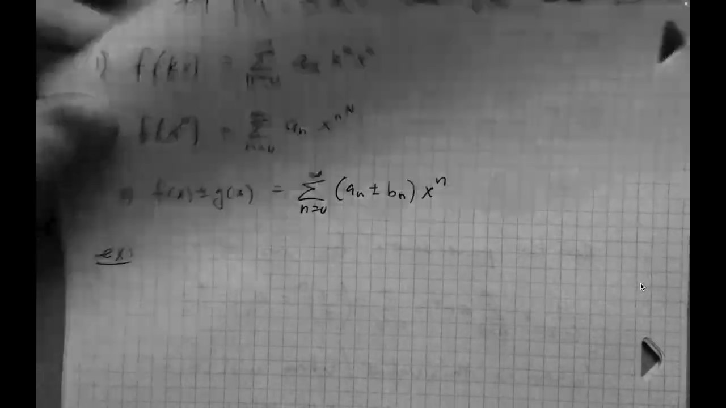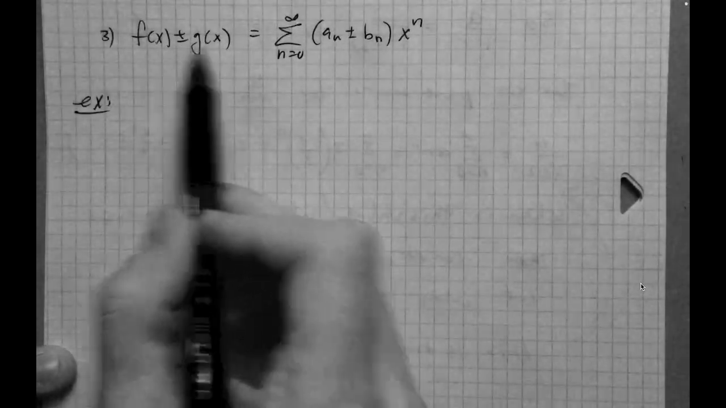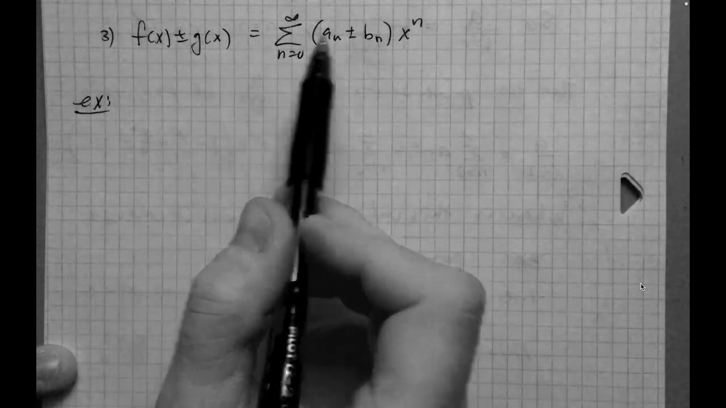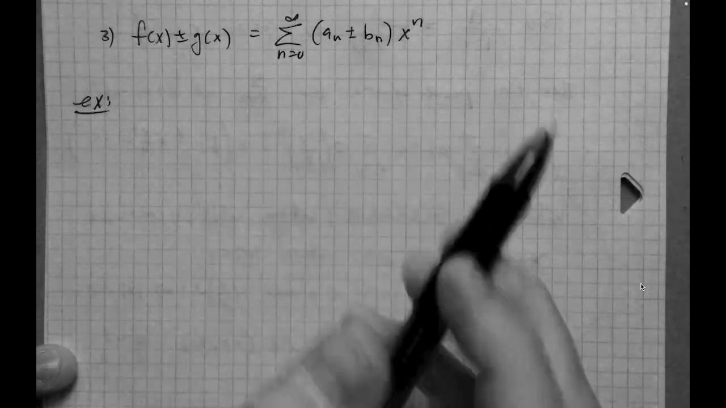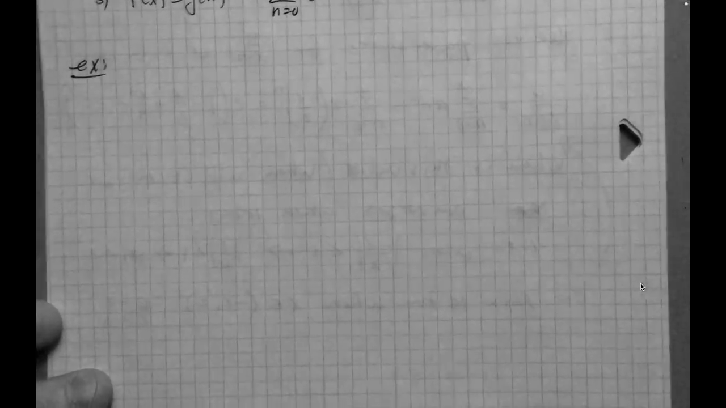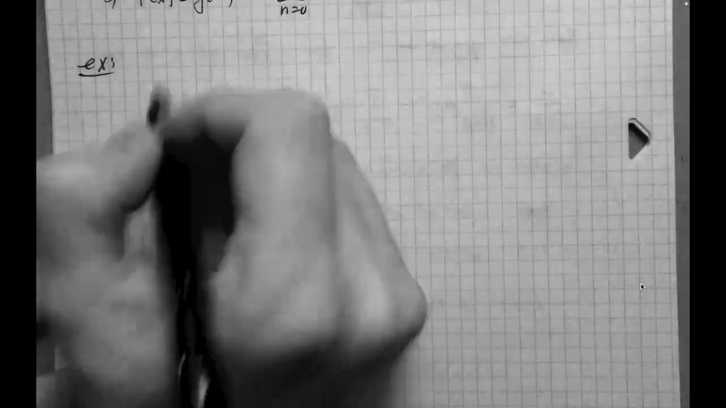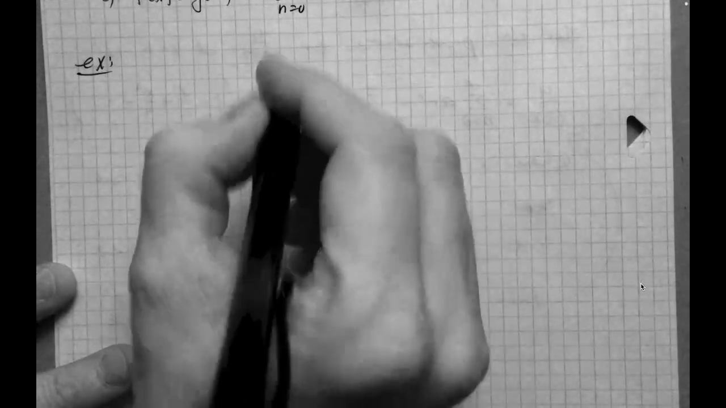Again, something to note, of course, is that these operations can change the interval of convergence for the resulting series. So if I add or subtract two series, it may change my interval of convergence. This example will kind of address how that happens, or what you can expect.